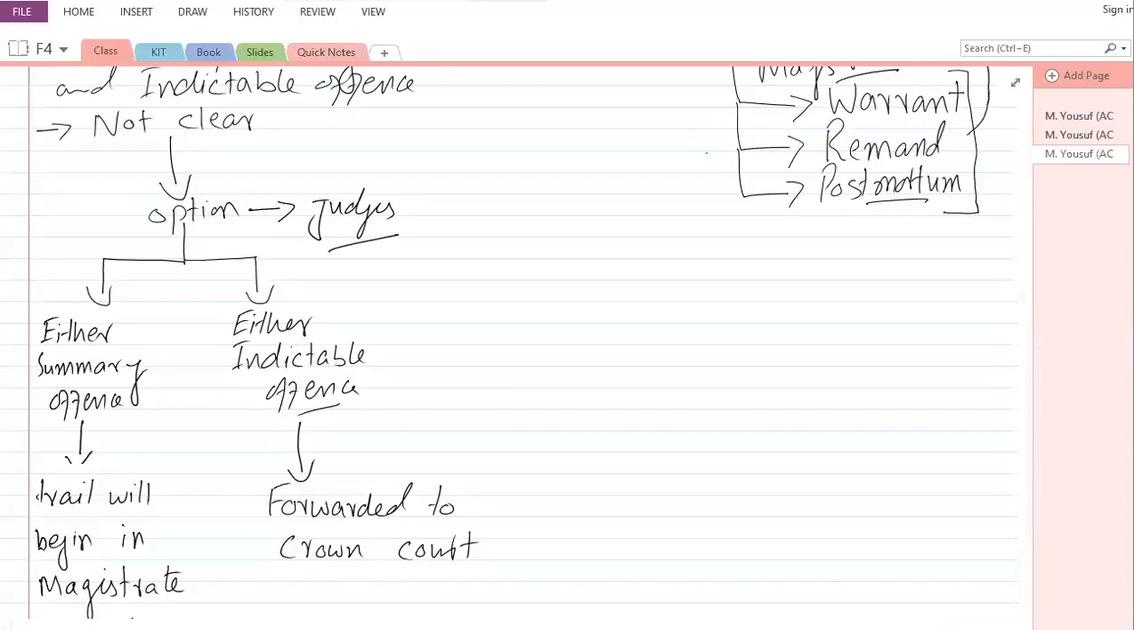So if you are asking for an example for either way offences, let's write an example here. What is not working?